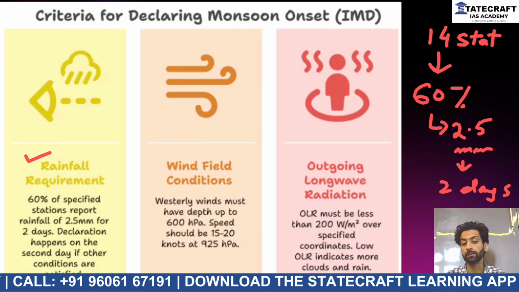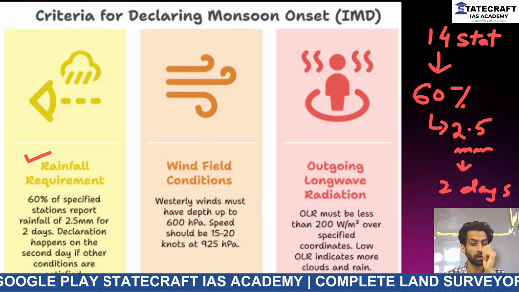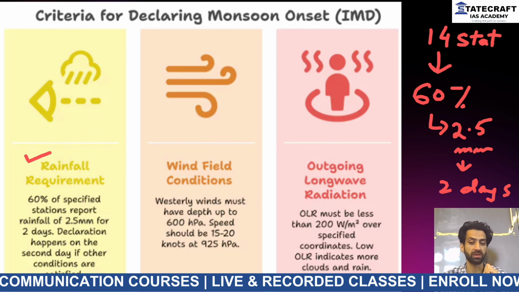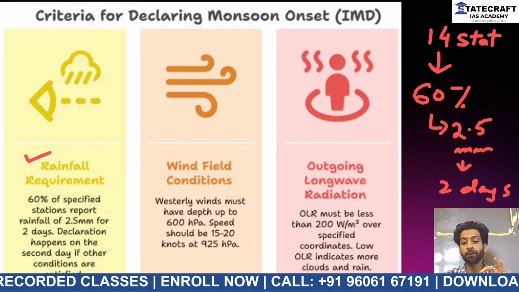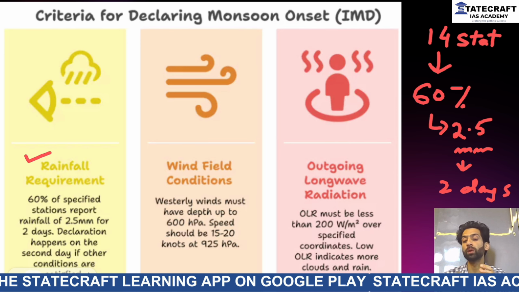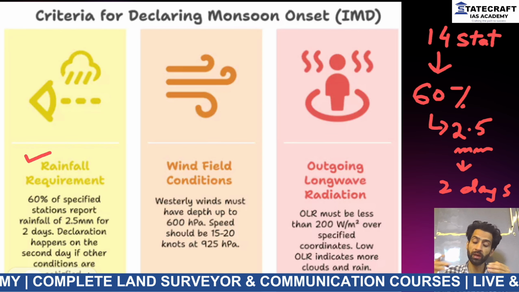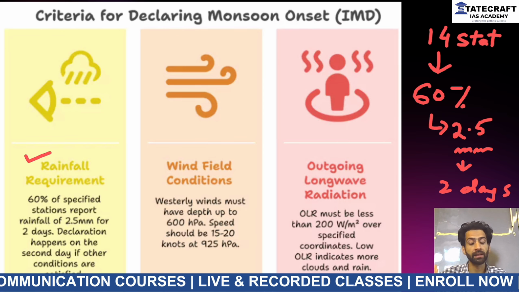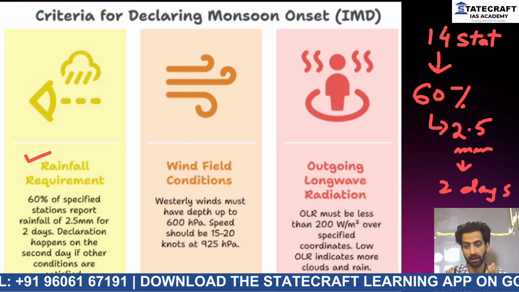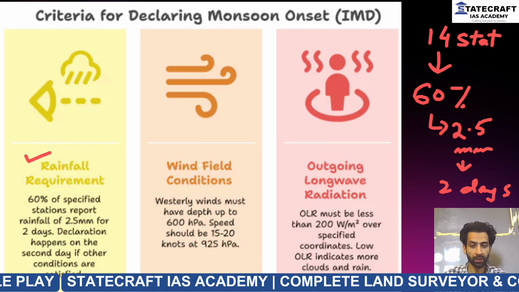What is the first criteria for a rainfall to be classified as monsoon? Out of all the stations, at least 60% of the stations should have a rainfall of 2.5 millimeters for 2 consecutive days. What does that mean? It means the rainfall should happen today and tomorrow. It's not that today we have some rain, then there is a break of 1 day, then after 2 days we have further rain, and then we say, okay, we have 2.5 mm. No, it should take place on 2 consecutive days without any break.